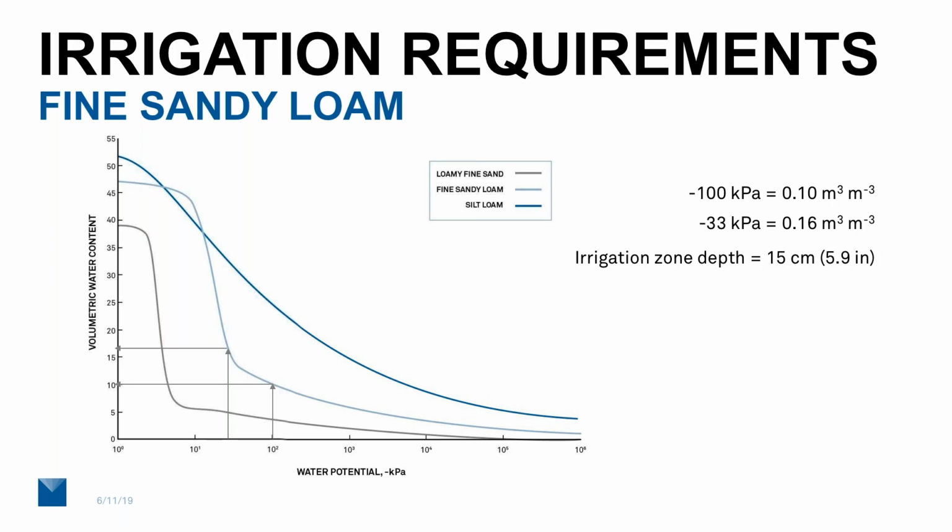Given the same rooting depth or irrigation zone depth, and using the same calculations we used earlier, we see that for this fine sandy loam, we actually have an irrigation requirement of 0.9 centimeters or 0.35 inches. So a little bit less than what was required. That's because if we were to try to irrigate more than that, we would potentially lose water due to free drainage. So we have to understand that.